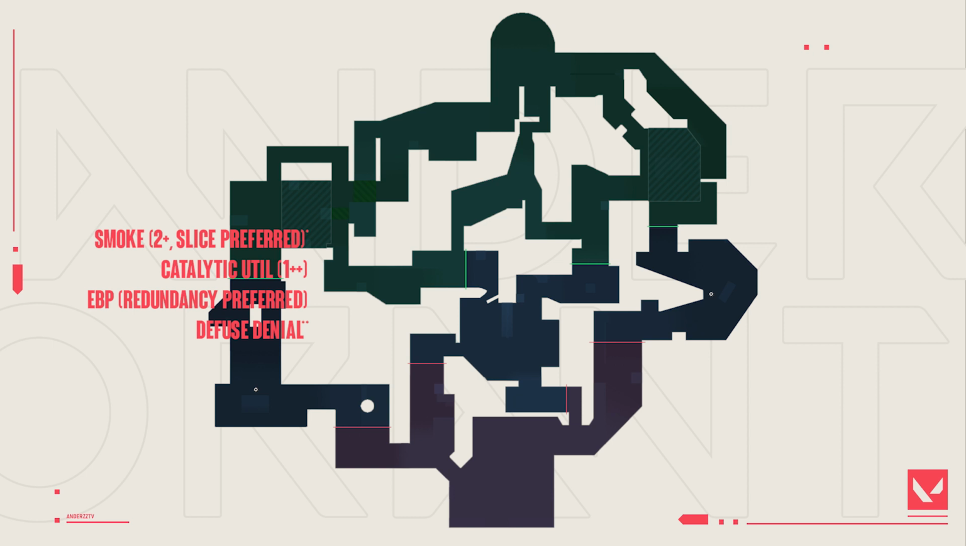We need that EBP with preferred redundancy. This is to get us up B long. The reason I say redundancy is preferred is because, let's be real, it's always preferred. If your drone gets shot out, the likelihood that you want a second one is going to be pretty high. And then, of course, we have the defuse denial, which only really pertains to this if you are going to aim for those offsite post plants.